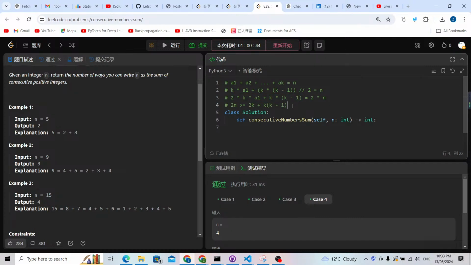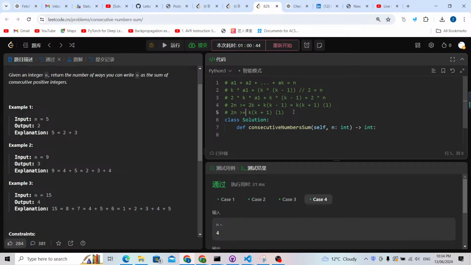If we can get it from here, we are quite close. Because 2k plus k times (k minus 1) is going to be k times (k plus 1). As you can see, we are quite close. So this is the first formula, let's set it as formula 1. The first formula is 2n should be more than or equal to k times (k plus 1). Let me copy it and delete the unused areas.